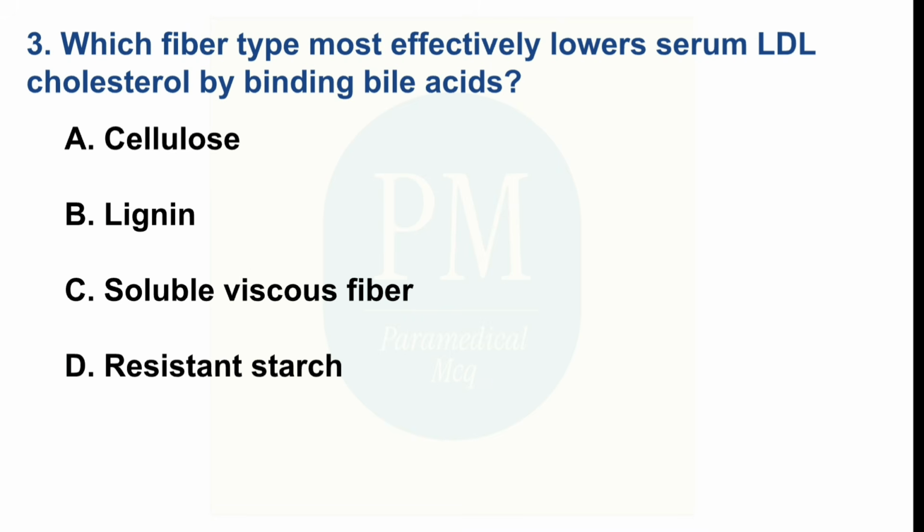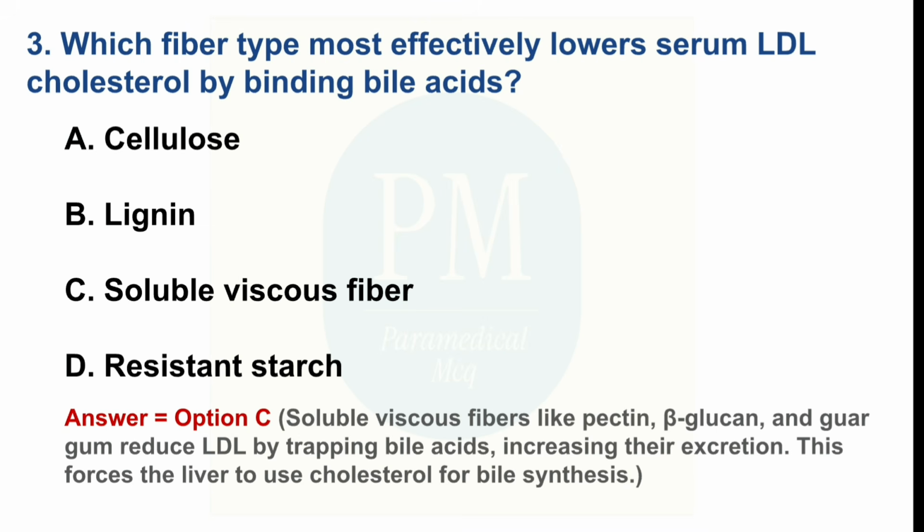Which fiber type most effectively lowers serum LDL cholesterol by binding bile acids? Option A, cellulose. Option B, lignin. Option C, soluble viscous fiber. Option D, resistant starch. The correct option is option C, soluble viscous fiber.